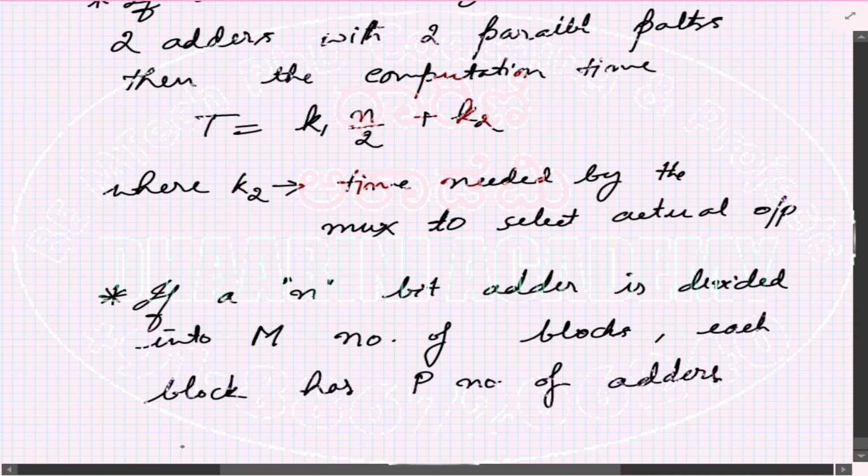And let's denote another time, that is K2. So this is the time needed for carry to skip over a block. Time needed by carry to skip over any given block. All right, now what we do, we divide the whole n bits into m blocks.